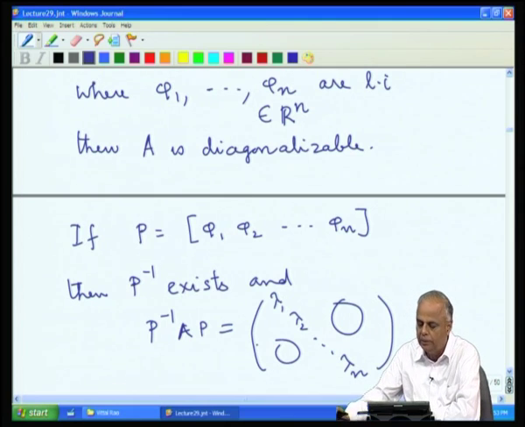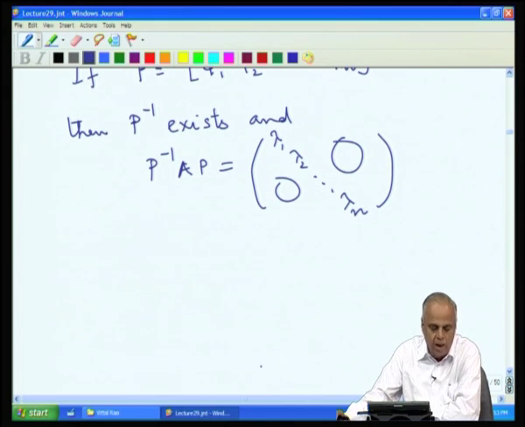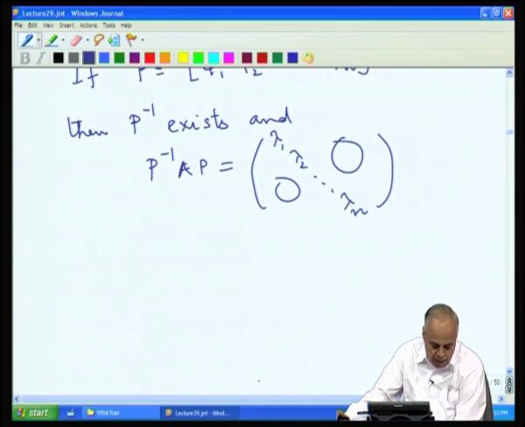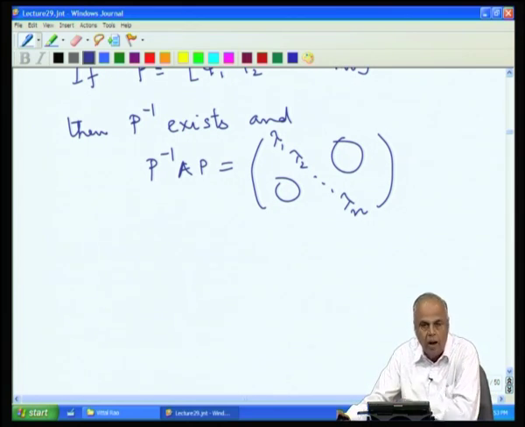and P inverse A P will be the diagonal matrix which will have lambda 1, lambda 2, lambda n along the diagonal entries. Therefore, the moral of the story is, whether you want to decide if a matrix is diagonalizable or not, and when you have decided that it is diagonalizable, how do you diagonalize it? What is the matrix P that makes P inverse A P diagonal? All these depend on finding these eigenpairs. If there are n eigenpairs, we are done. We know it is diagonalizable, we can construct the matrix P with these n eigenvectors as columns. So, our search therefore is for these eigenvalues and eigenvectors.